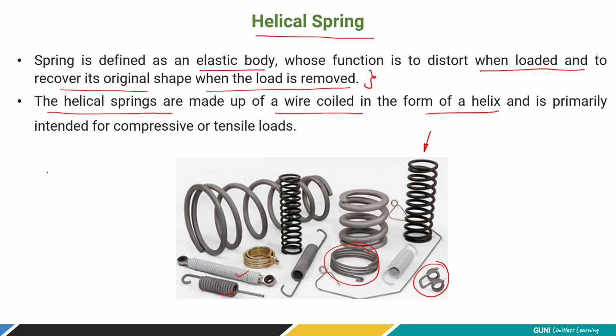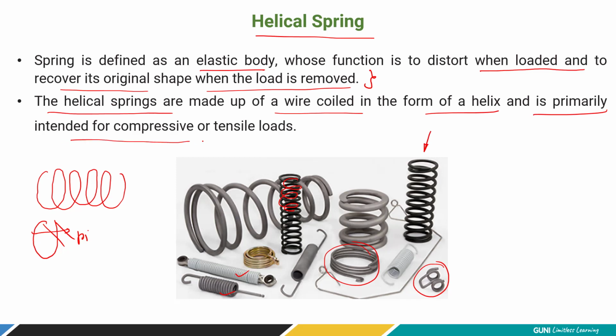So the helical springs are made of a wire coil in the form of a helix, as shown in the video, right? What the manufacturer is simply doing is winding the wire and moving it linearly with a specific speed, right? So at each turn, it is moving by a certain distance linearly, which is called the pitch distance, right? And that's how we are able to create various turns of the spring, right? And it is primarily intended for compressive or tensile load. So a spring is basically designed to take compressive load or tensile load.